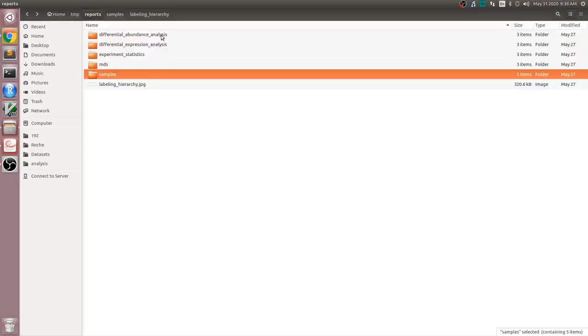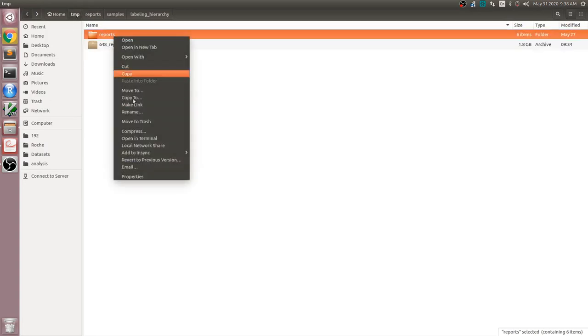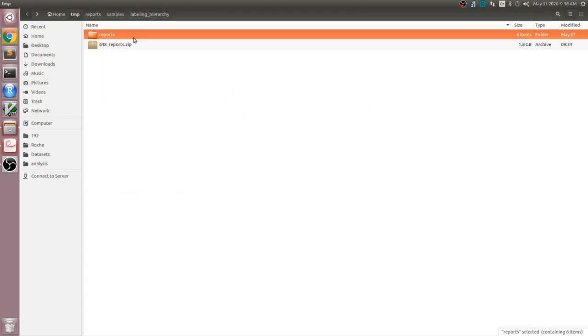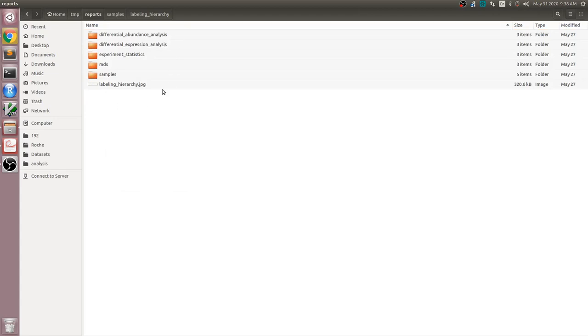So this is how the report export looks. You get it as a zip file, and just to give you a sense of scope, it has a lot of information. This is 3 gigabytes with almost 3,000 files. So there is a lot here to parse, and I'm going to focus again on quality control.